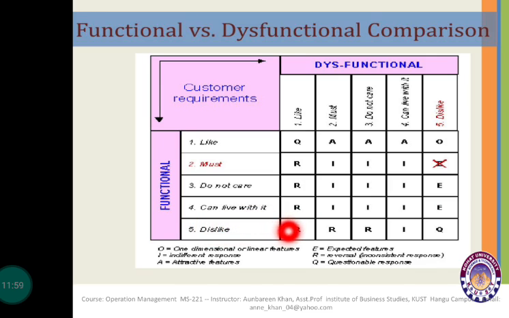Can live with it, that is also with the help of R, that is a reverse response. I is the individual response, and E is the expected return. So dislike is also with the help of a reverse. If someone likes the product and someone does not like the product, then they have to create a reverse answer. I is the individual differences regarding the product and services, and O is the one dimension, that each person likes a similar product and service design.